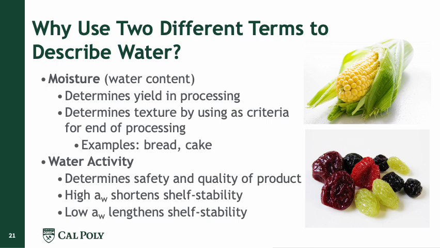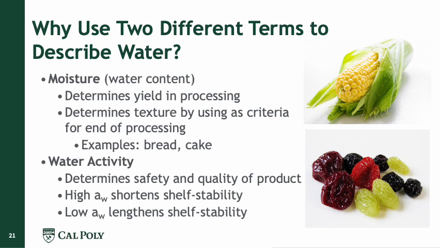We also use moisture to determine the texture. The amount of moisture content will give us the end point of processing. For example, in bread or cake, it has to achieve a specific moisture content. And then water activity will determine the safety and quality of food.